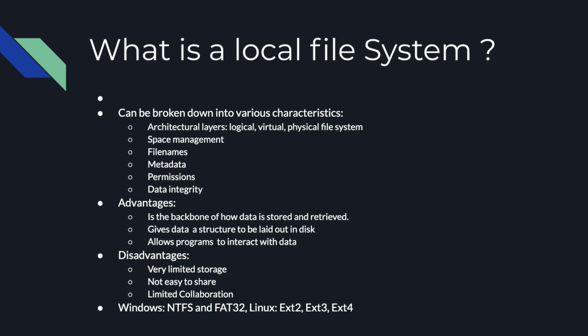Some disadvantages of file systems is that they have very limited storage, since it's basically your local secondary device storage. It's not easy to share with someone else, and it has limited collaboration. The advantage is that it allows programs to interact with data easily. Also, Windows NTFS and FAT32 existed, and Linux ext2, ext3, and ext4 existed as local file systems during that time.